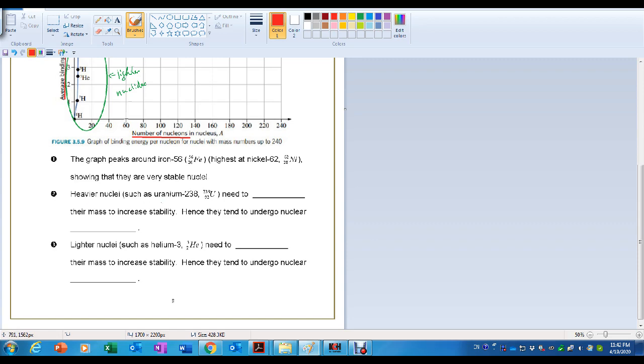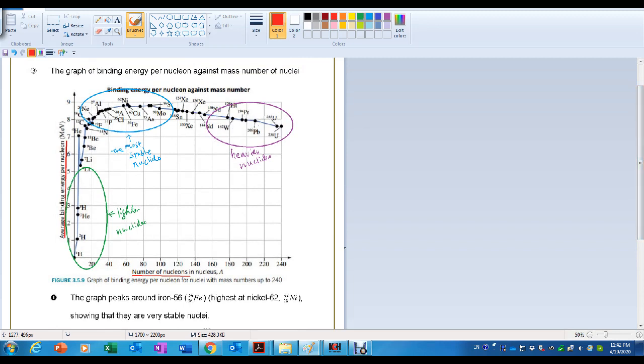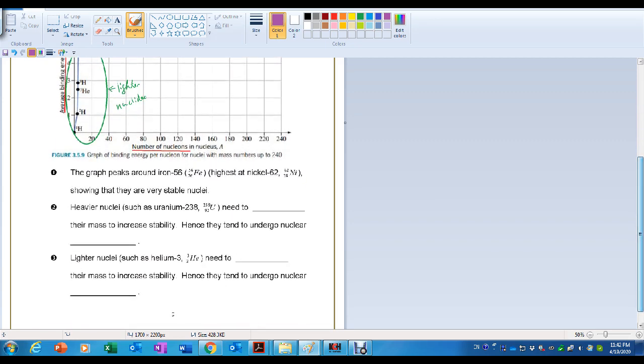Heavy nuclei, such as uranium, need to what? Because they are not stable enough, if they have a nuclear reaction, they tend to go in this direction. Going in this direction means their mass number is going to be reduced, right? They need to reduce their mass to increase their stability, hence they tend to undergo nuclear what? This term we are going to study later is called fission.